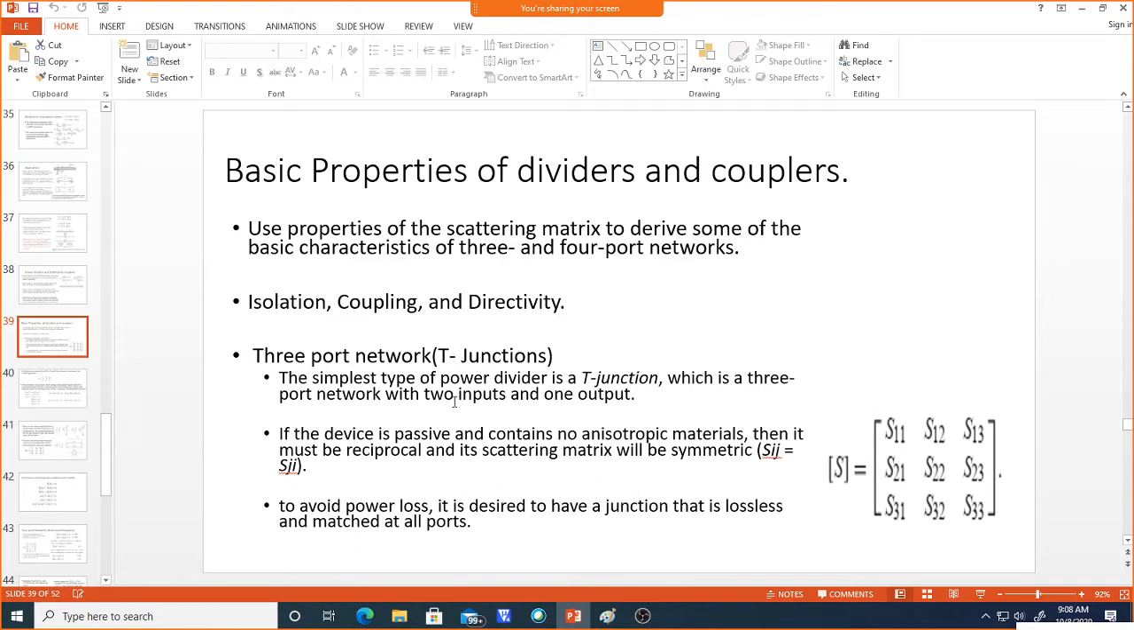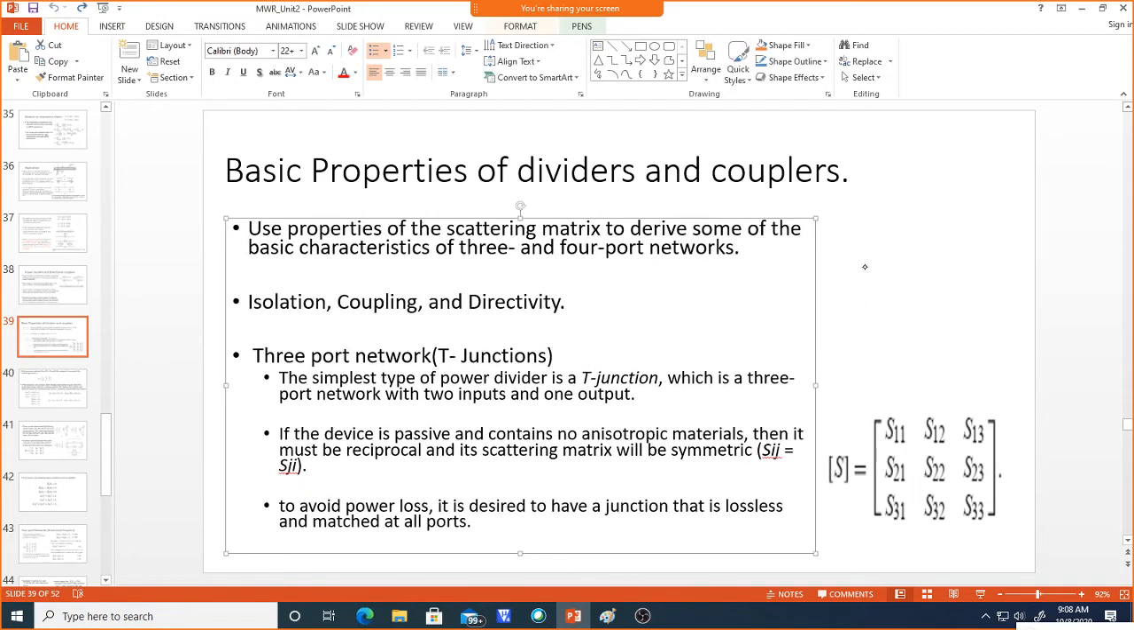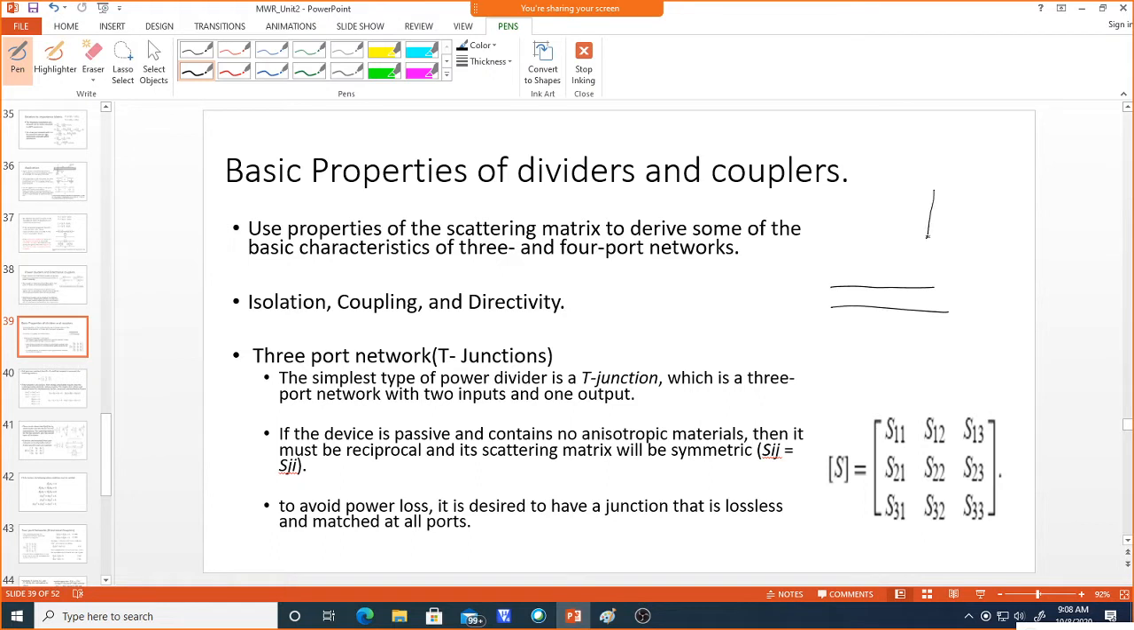Now if you take the 3 port network, it will be similar to a T junction. That means you have port 1. If you draw it in microstrip form, this is port 1. I'll take this as port 2 and this as port 3.